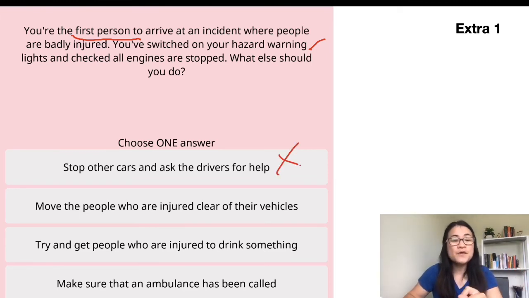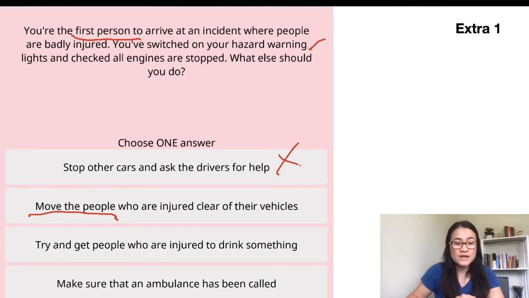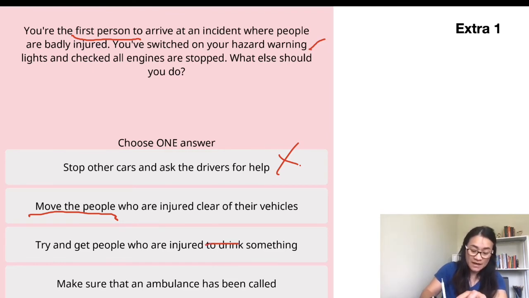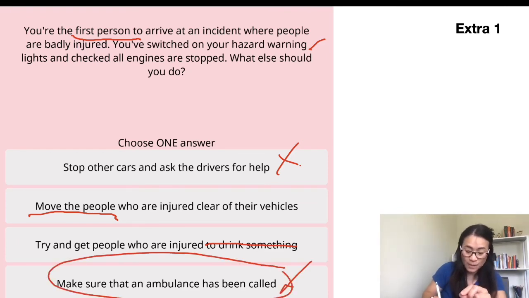The second one, move the people. We don't want to move the injured people. The third one says try and get people who are injured to drink something. We don't want to give them any drink. The last one, make sure that an ambulance has been called. Correct. We will choose this one.